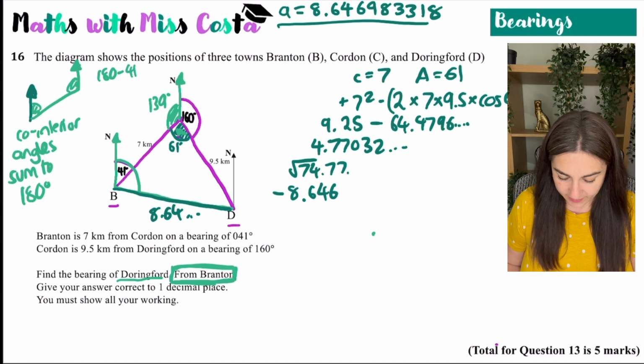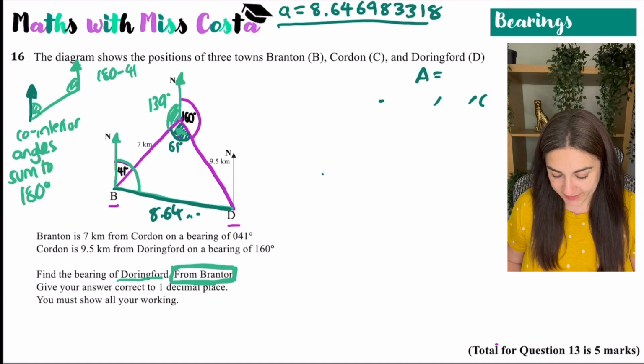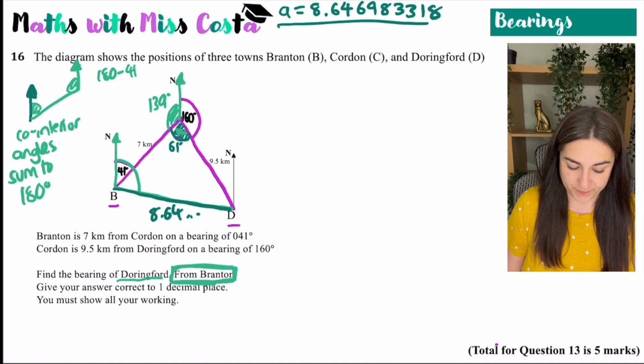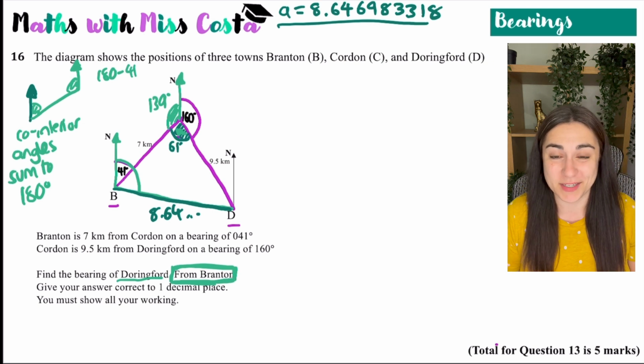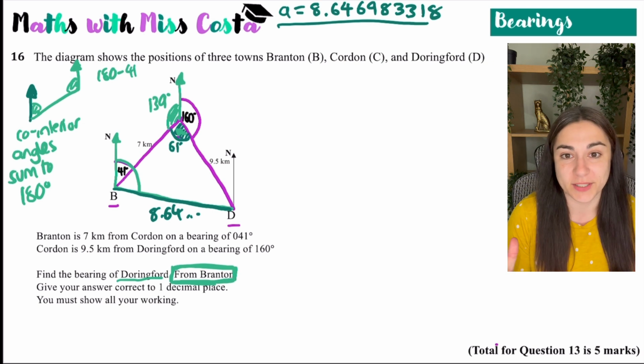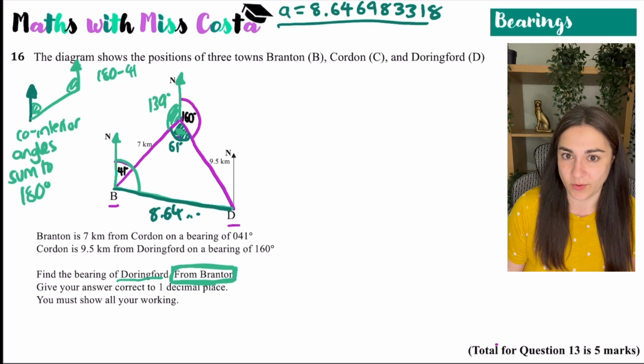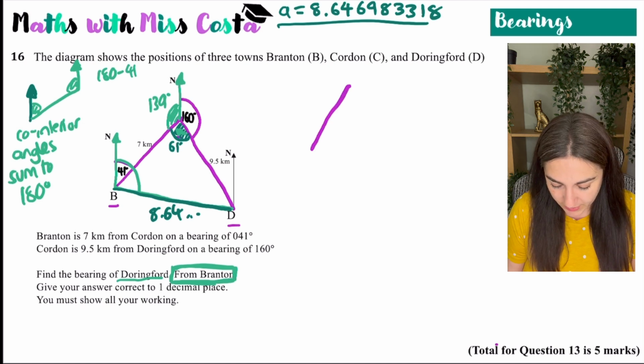Now, once again, I've got the same triangle, and because it's a tricky question, and a question similar to this appeared as the last question on one of the papers, this is not an easy question, but I just wanted to throw it in there because it's important. So let's have a look at what we know now. We know that this is 61. We know this is 8.64.